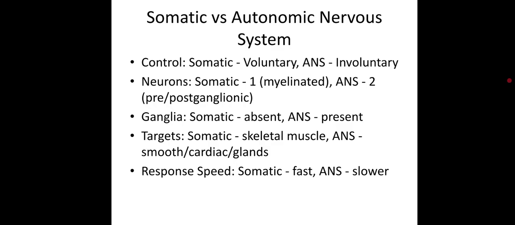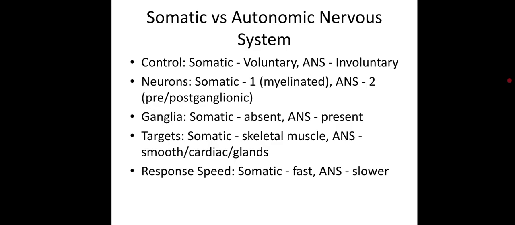Now, here comes another difference. In case of somatic, there will be fast conduction, as you are seeing in the last point on the slide. While in case of autonomic nervous system, there will be slower conduction and slower message transmission rate or speed. In case of ganglia, somatic doesn't have any ganglia, while autonomic nervous system has got the ganglia.